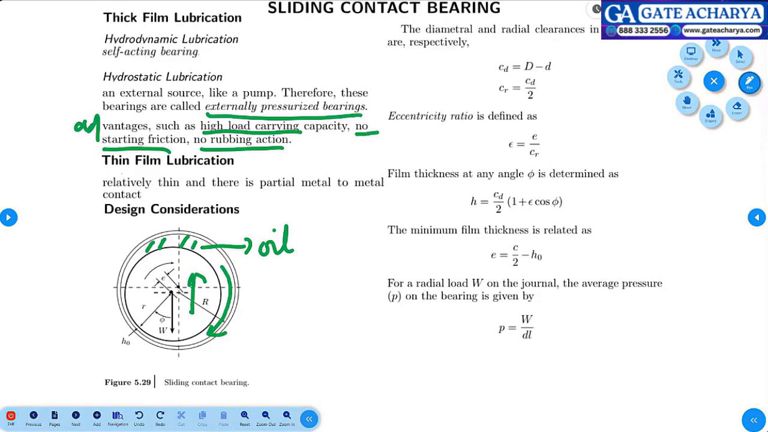What do you mean by thin film lubrication? See, this contact space between journal and bearing is there, right? If it is thick, it means thick film lubrication. If it is so small, it is called thin film. There will be a relative velocity between the two, rubbing against each other. Partial metal to metal contact, right?